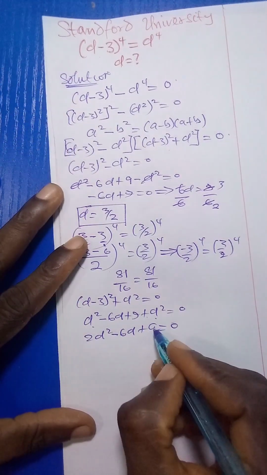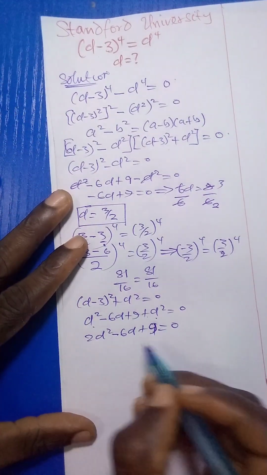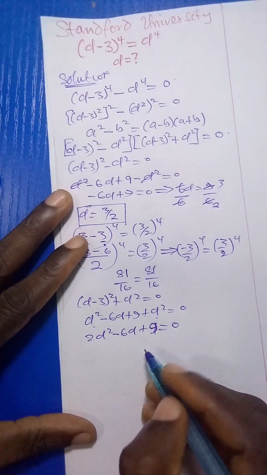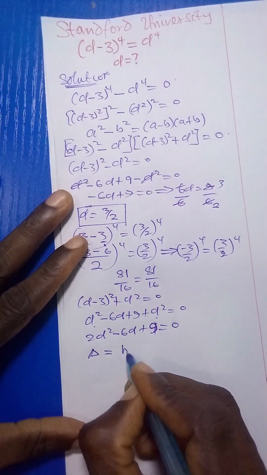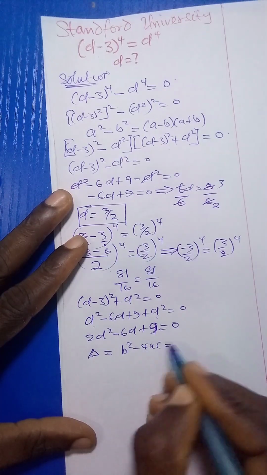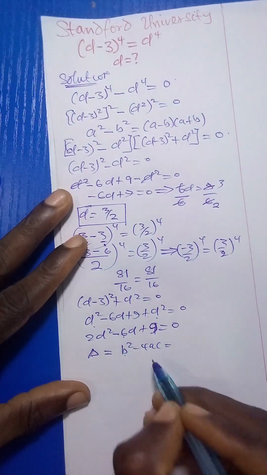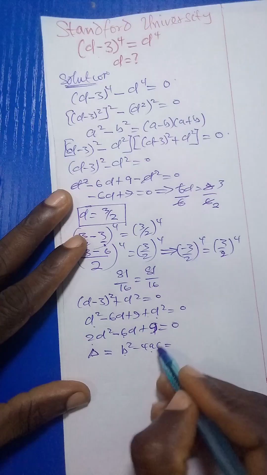We have a quadratic equation in d. So let's check if we can factorize this. The discriminant of the quadratic equation is b^2 - 4ac. Our b is -6 and a is 2, then c is 9.